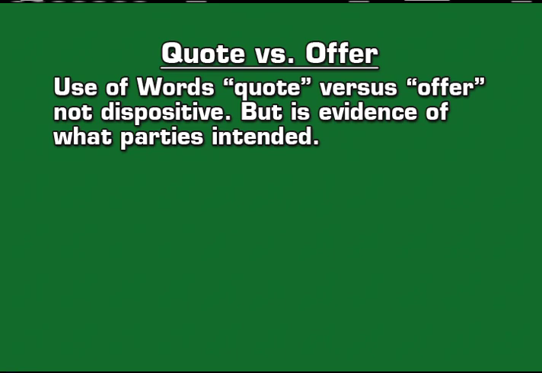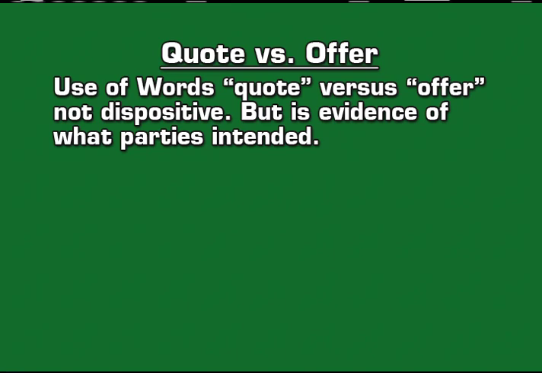Well, let's talk about the word quote. If something says it's a quote, that's generally what it is. The use of the word quote is usually indicative that the party intended a quote, but it's not dispositive. It is evidence of what the parties intended. If they use the word quote on the one hand, then chances are it's a quote. If they use the word offer on the other hand, it is most likely an offer. However, that's not dispositive. The use of one word or the other is not controlling. You've got to look at the whole thing to see what was truly intended.